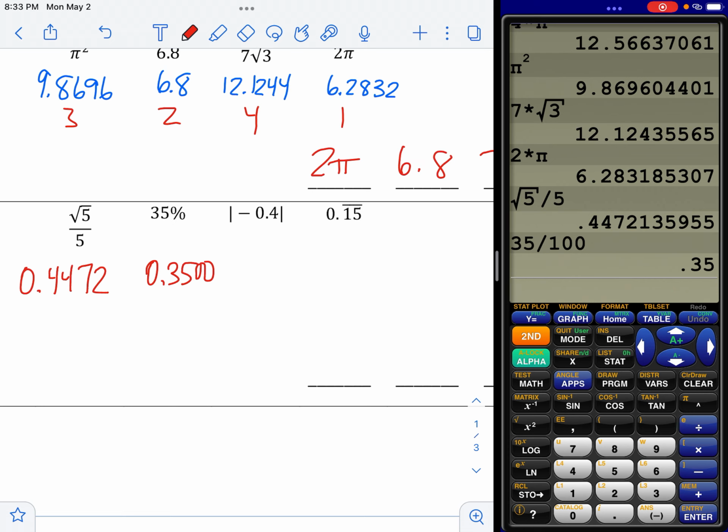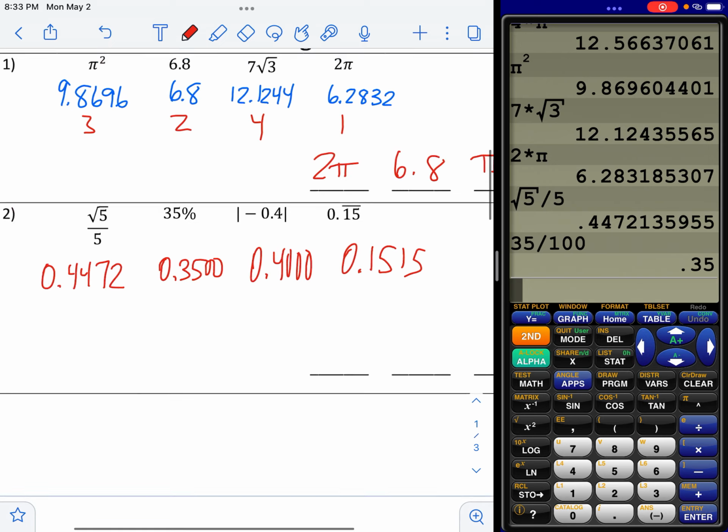Remember, square root is a number's distance from 0. So this number here would be 0.4000 from 0. And then this is repeating, so 0.1515. Now, you don't have to use 4 decimal places. That's just what I chose to use. You could have rounded to 2 decimal places.